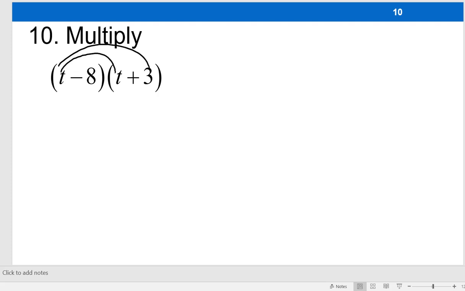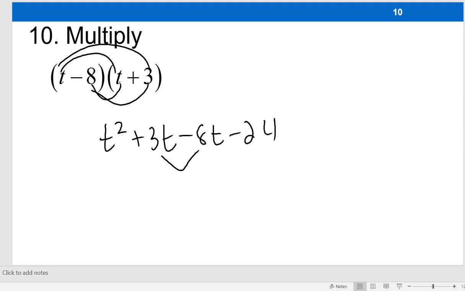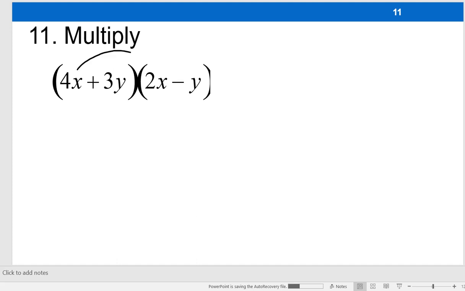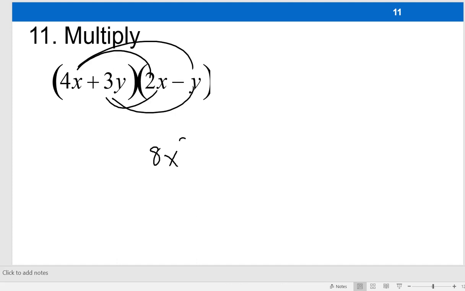Distributing this, I get t squared plus 3t minus 8t minus 24. t squared minus 5t minus 24. Same process here. 8x squared minus 4xy plus 6xy minus 3y squared.